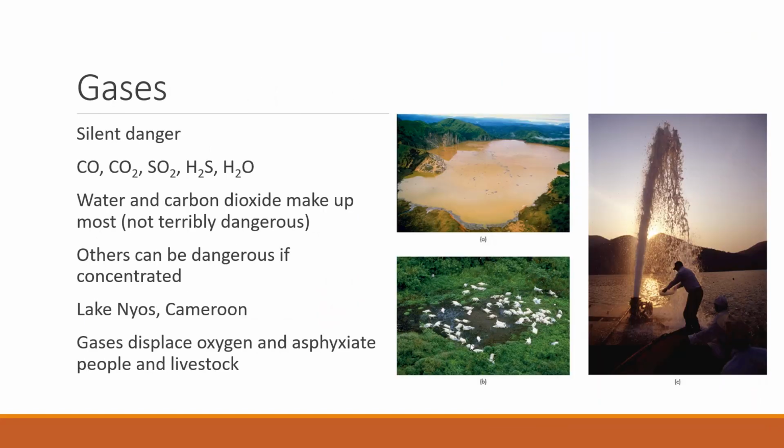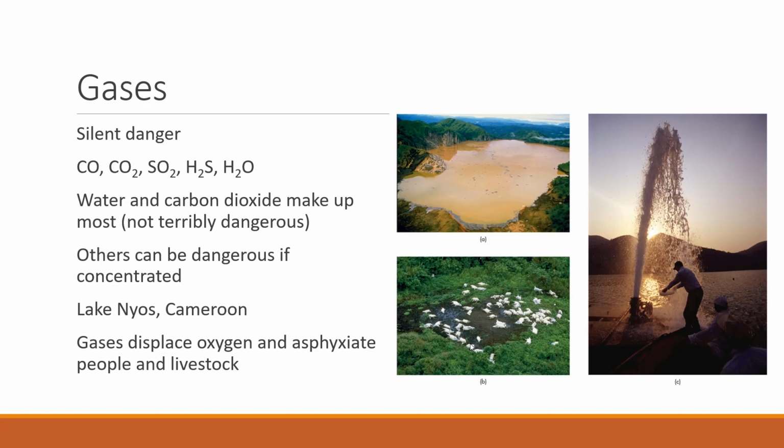Gases are the silent danger. So these are going to be things like carbon monoxide, which is obviously very dangerous. Carbon dioxide, which can also be dangerous if concentrated. Hydrogen sulfide, water. Water's not dangerous. And SO2. What is SO2? I'm trying to remember what SO2 is. Water and carbon dioxide make up the most, but not terribly dangerous gases. The others can be dangerous if concentrated. Some of them are just toxic, but mostly it has to do with the concentration.